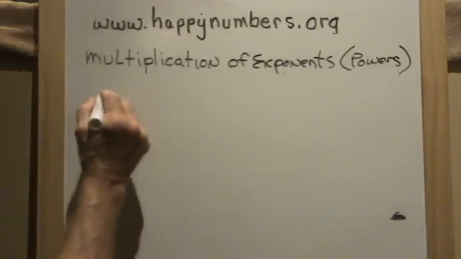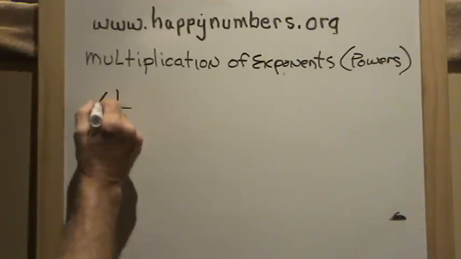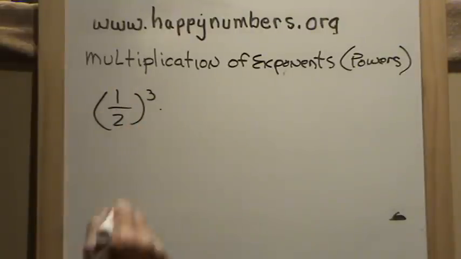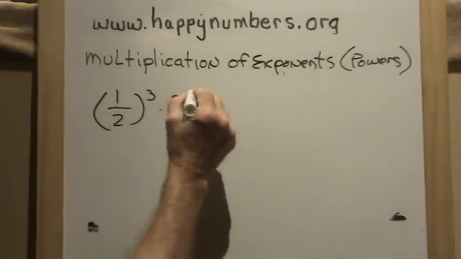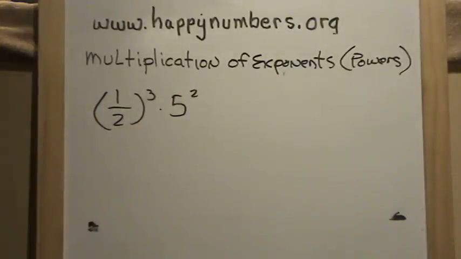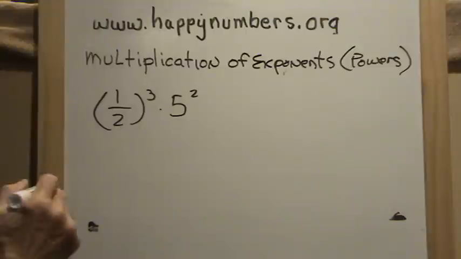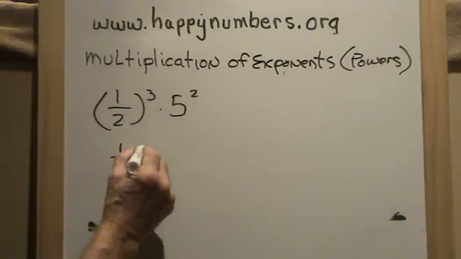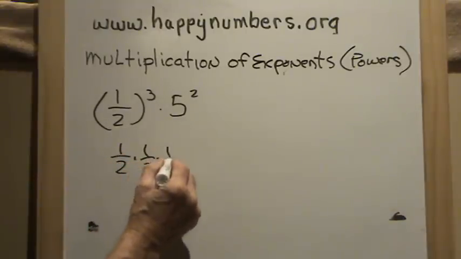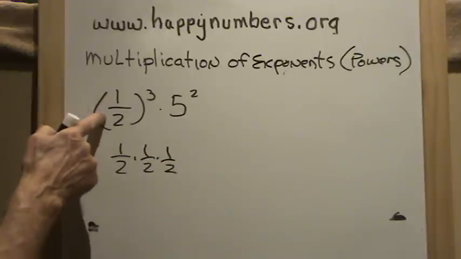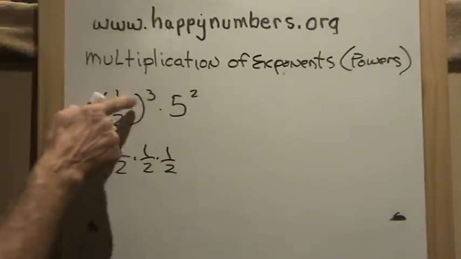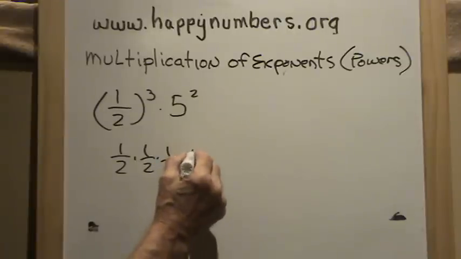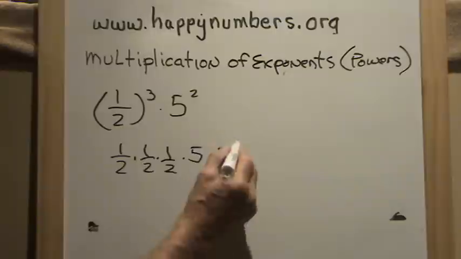Let's take a look at another problem here. Let's take 1/2 to the third power times 5 to the second power. Well, here we have a fraction, but we deal with it exactly the same way. 1/2 times 1/2 times 1/2. That's 1/2 cubed, or 1/2 to the third power. And now we have 5 to the second power, 5 times 5.